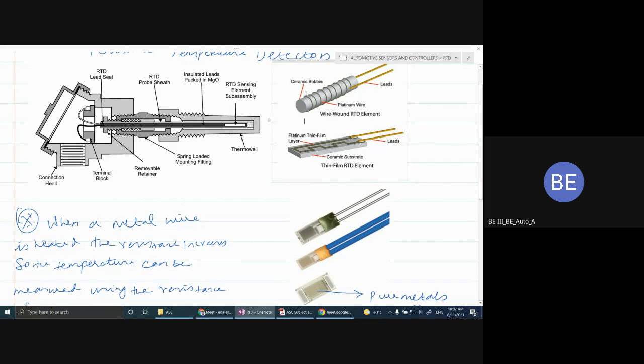What do you mean by this ceramic bead? It is an insulator. For ceramic materials, the current will not conduct electricity. So this ceramic bead will prevent the short circuit between the two metal wire connections. That is why we are using the ceramic bead as an insulator, so it can withstand and prevent the short circuit. Okay, is it clear? Raja, is it clear?